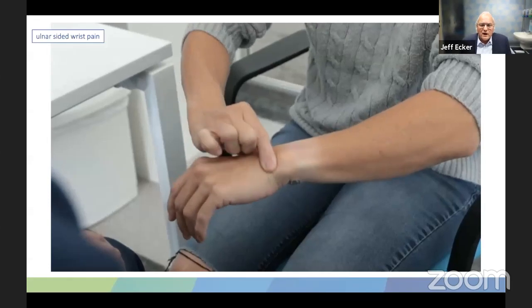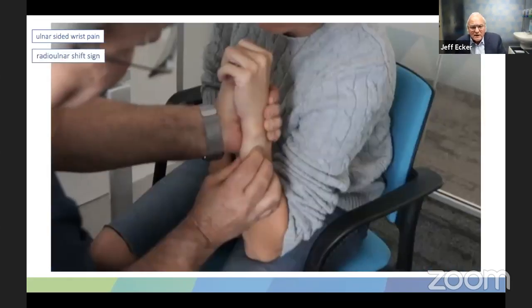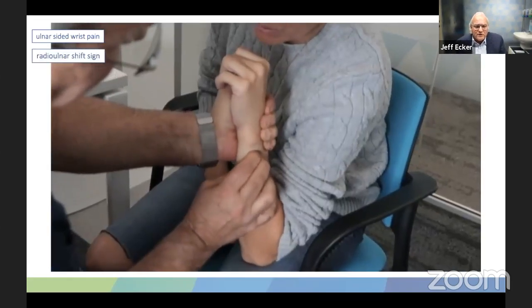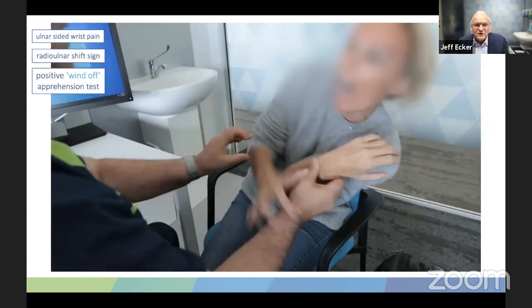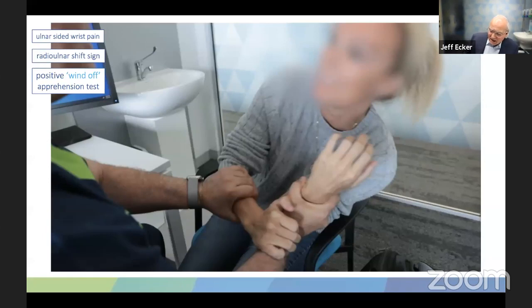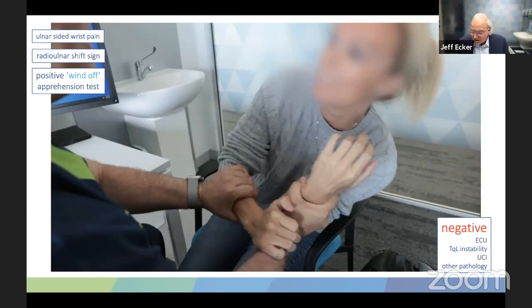So here's a girl with ulnar-sided mechanical wrist pain. She's got a positive Wyandotte test, it hurts. She's stable on the other side. And if I do that, she's got a marked apprehension test. Now that's DRUJ pathology, providing everything else is negative. And as Pankaj told us, there's up to 30 things that can cause trouble in the ulnar side of the wrist. So you've really got to get those out of the story. But if they're all excluded, this is distal radioulnar joint pathology.